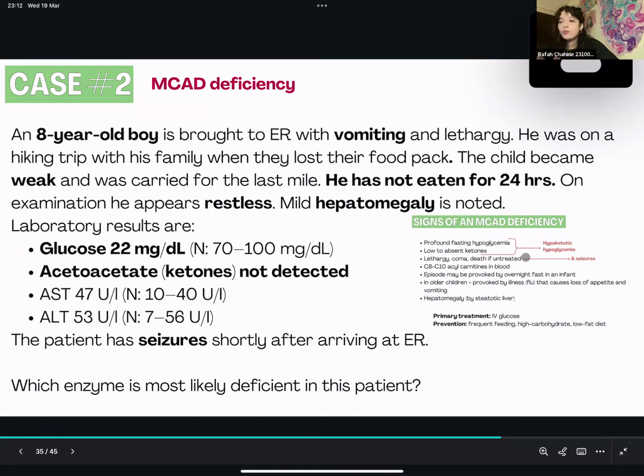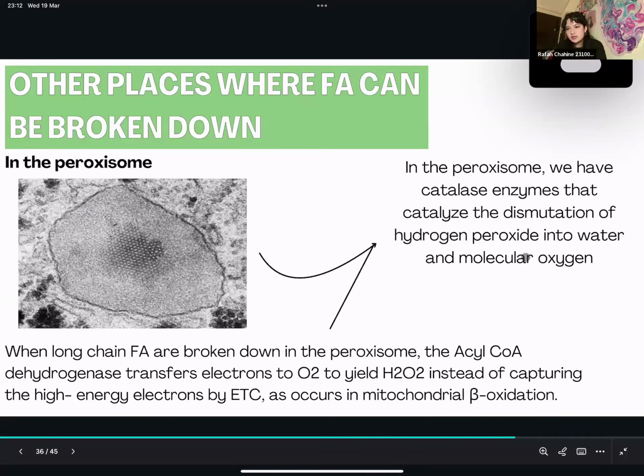Now we're going to move on to the other places where fatty acids can be broken down. Now, specifically, I'm referring to the peroxisome. Peroxisomes are an organelle that are found in cells. The reason that it is important to me to know why peroxisomes can break down fatty acids is because of the way that they do it. From the name peroxisome, we can correlate it with peroxide, right?